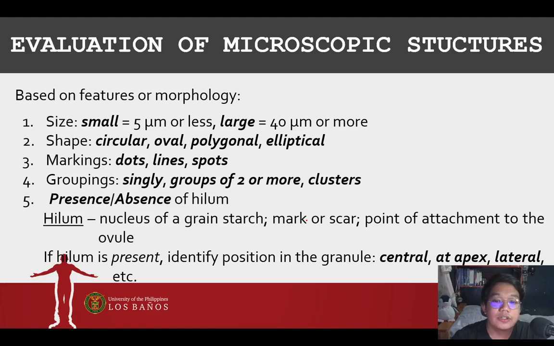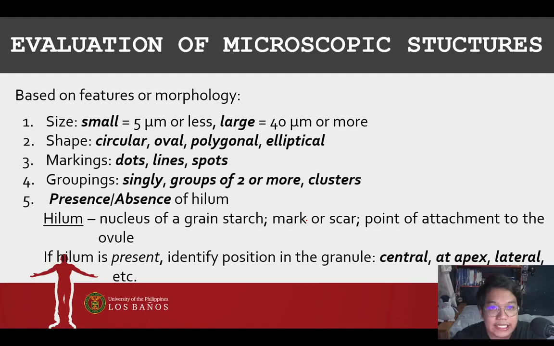For the shape, so meron tayong 4 na categories. We have circular, oval, polygonal, and elliptical. So, yung shape ng ating granules can either be circular, oval. So, kapag hindi na pumasok sa circular, oval, doon na yun sa polygonal. Then, elliptical. Alright? Then, for markings, pwede kayo makakita ng markings as you look through the specimen. So, it can either be dots, or lines, or spots, present dun sa ating granules. Then, we can have also groupings. So, pwede siyang singly, or groups of 2 or more, or by clusters.